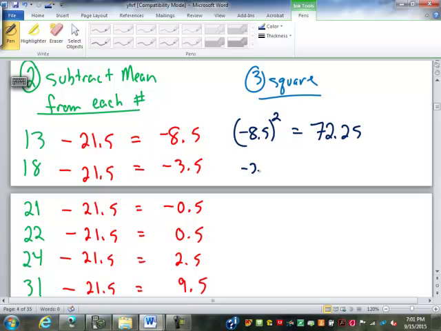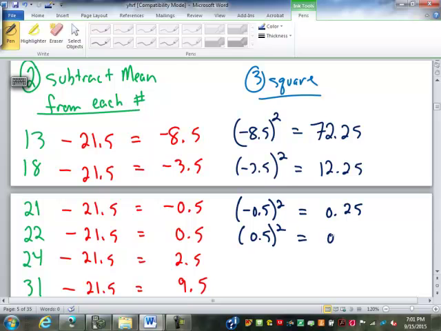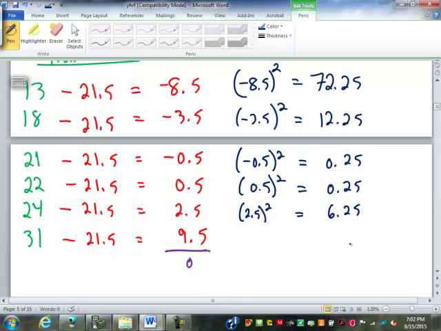So a negative 3.5 squared is going to be a positive 12.25. Negative 0.5 squared, 0.25. Positive 0.5 squared is also 0.25. 2.5 squared, 6.25. And 9.5 squared comes out to be 90.25. Anybody need a second to catch up?